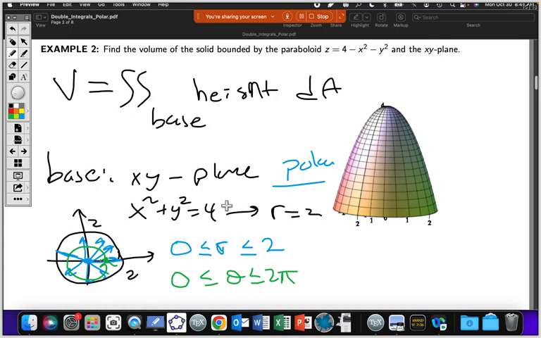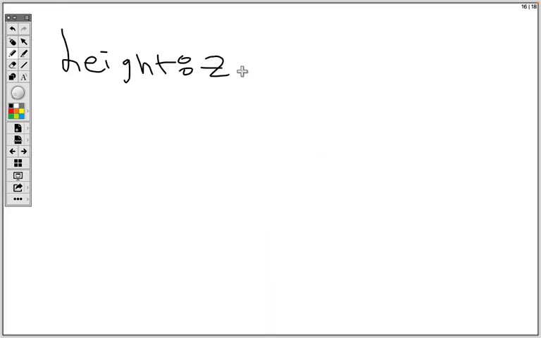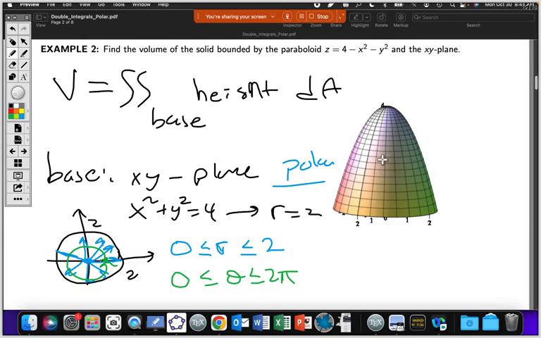So if the base is in the xy plane, I'm using what variable for the height? The z. So height's going to be in terms of z. So I'm going to have to take the top surface minus the bottom surface. You can see in a little sketch here, what's the top? That's the paraboloid, 4 minus x squared minus y squared. And the bottom is the xy plane, aka z equals 0.